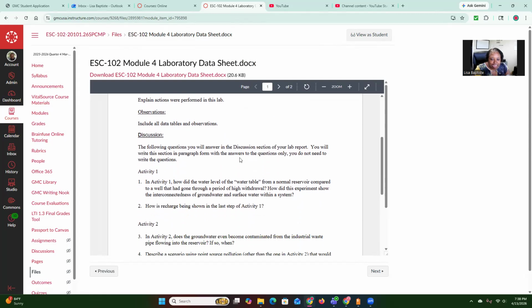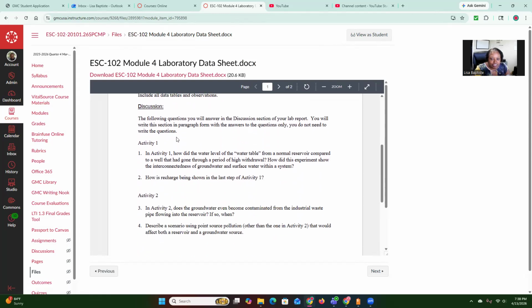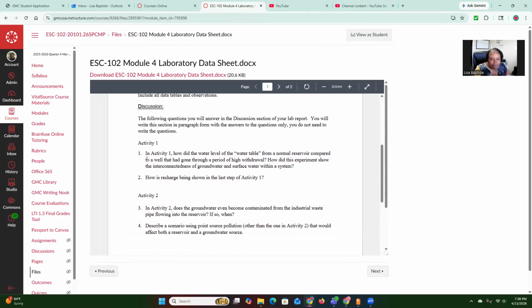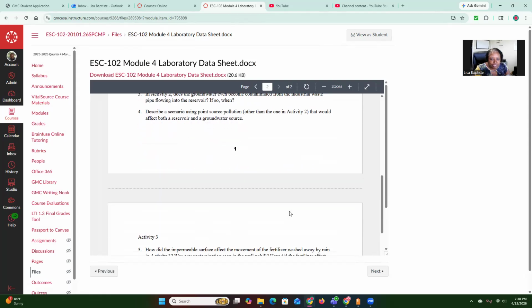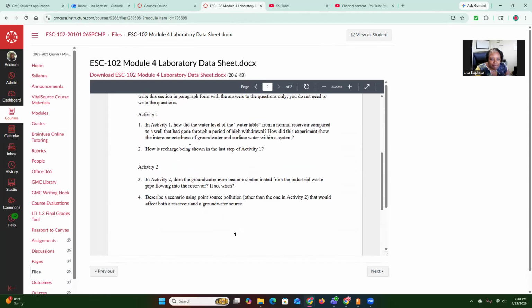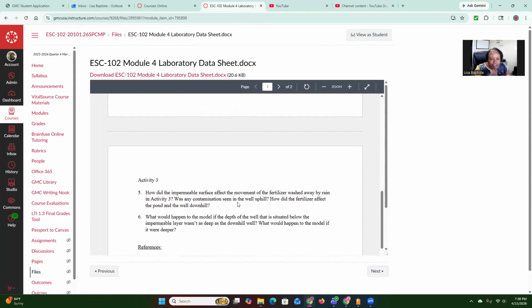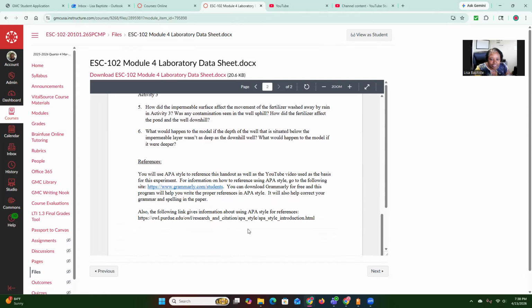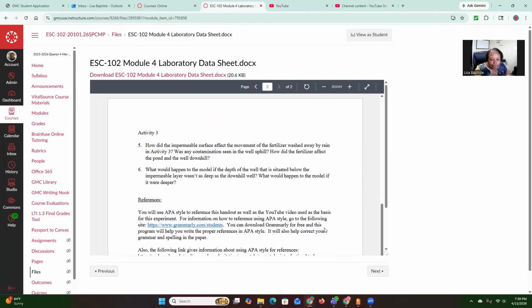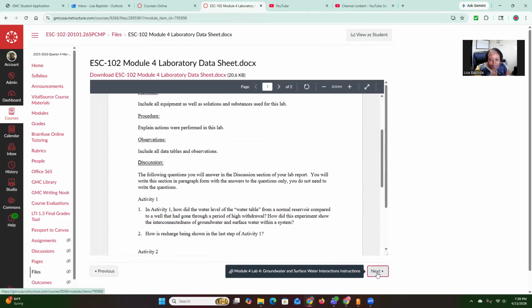And then your discussion. So in your discussion, there are some questions that you're going to answer. You also talk about information about what happened in this particular lab. All right. There are three activities for the lab, and you'll see that there are questions that you're going to answer for each of those activities. And as always, you want to remember to include your references for every lab report that you type up.